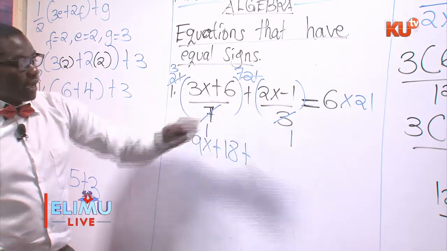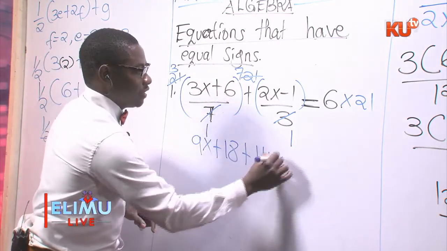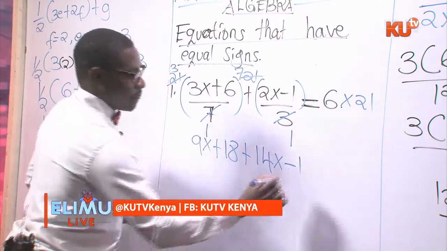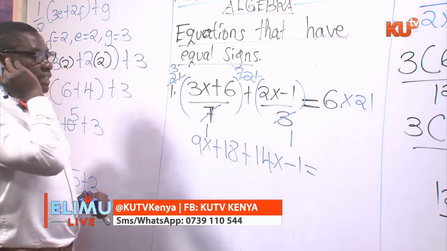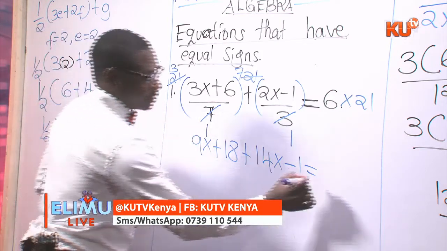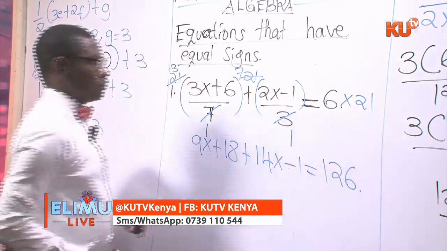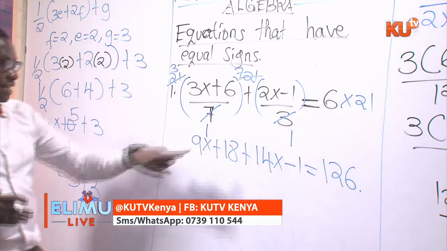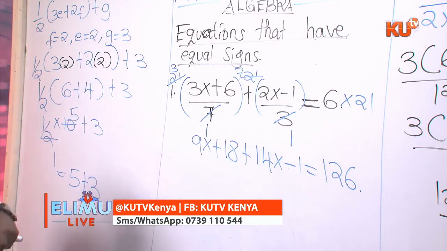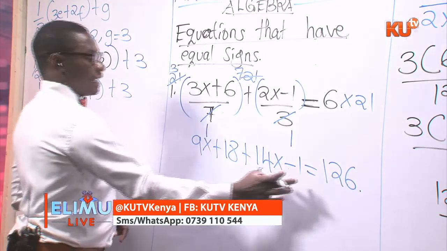7 times 2x is 14x. 7 times 1 is minus 7, is equal to 6 times 21. You get your answer as 126. Remember the other time we looked at how to multiply when there is addition and when there is subtraction. Then we collect our like terms.